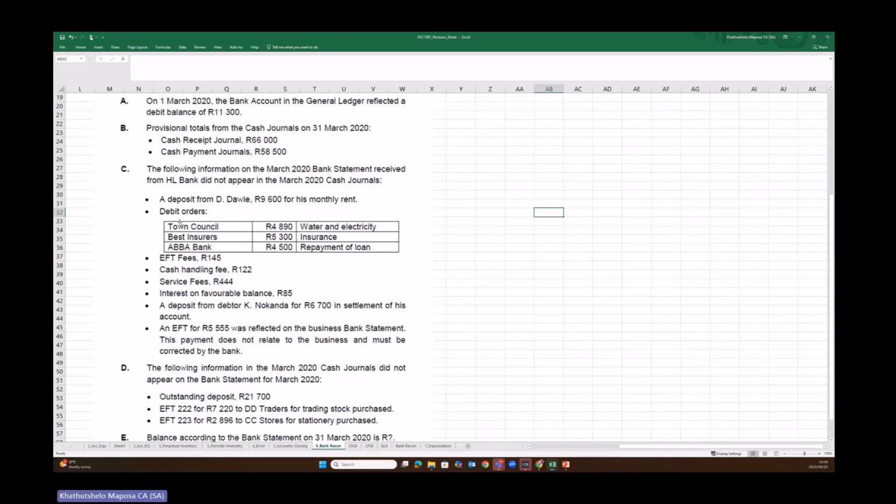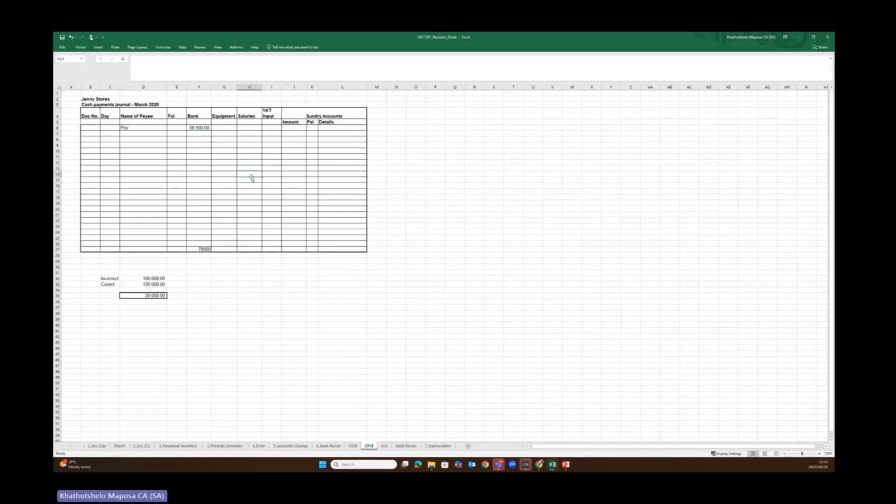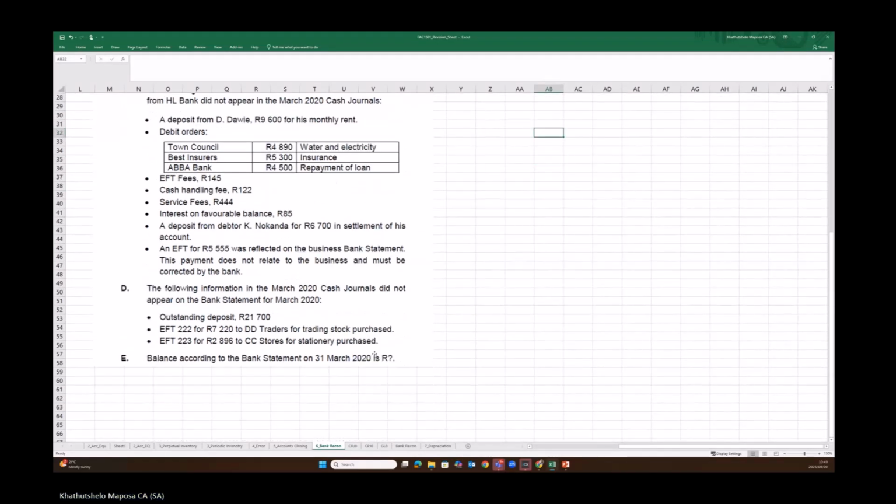The second one, debit orders. Debit orders, we said last time when we were doing the bank reconciliation, these are the monies that the bank has paid to your suppliers on your behalf. You sign the debit order at the beginning of the year or whenever you are taking an account, and the bank will just pay these monies on your behalf. They are all expenses. Water and electricity payment means cash payment journal, meaning on the cash payment journal, we're going to have all those transactions recorded here. I'm not going to record them. That's more or less how it is for all of them up until the last one.